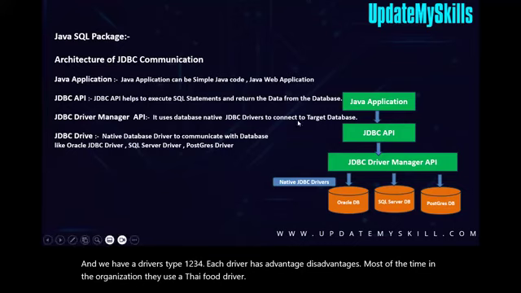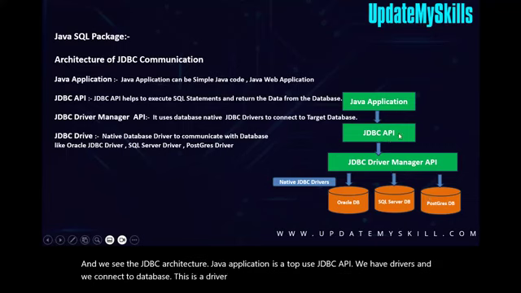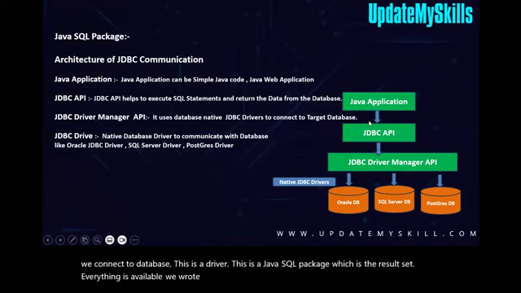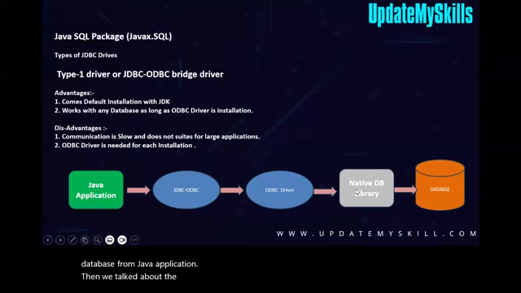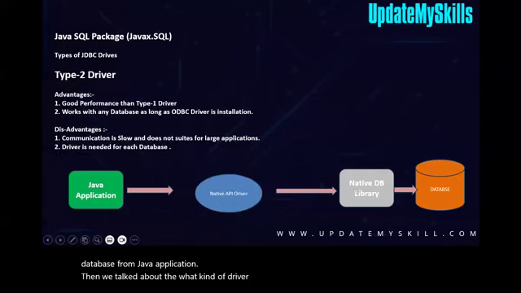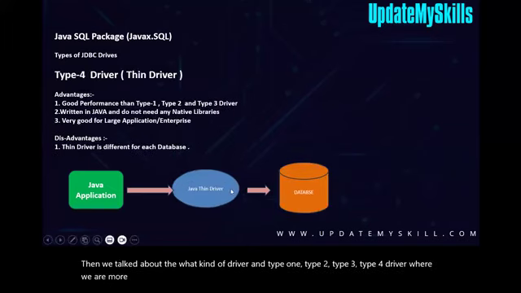And we saw the JDBC architecture. The Java application is at the top. You use the JDBC API. We have drivers and we connect to the database. This is the driver. This is the java.sql package, which has the ResultSet. Everything is available. We wrote Java code. This is a high level architecture to connect to a database from a Java application. Then we talked about what kind of drivers, type 1, type 2, type 3, type 4, where we are more focused. This is how the industry is using it, the type 4 driver.